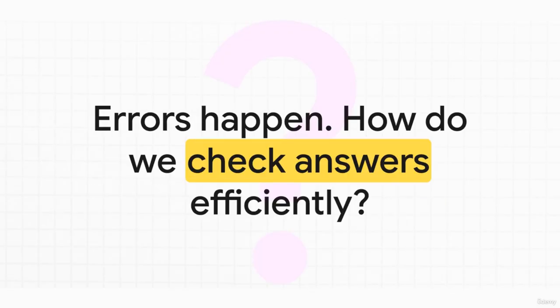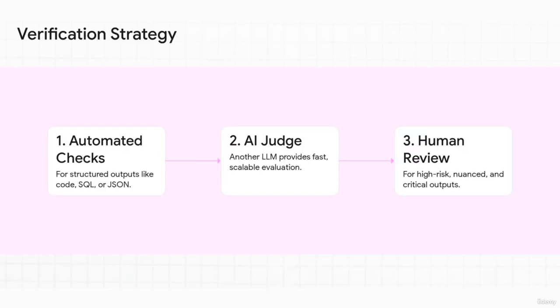Okay, so if we accept that mistakes are just going to happen and that a model can even invent fake citations that look totally real, the practical question becomes, what do we do about it? How can we build a quality control process that's both effective and efficient without needing a human to check every single thing it says? A tiered strategy is really the most efficient way to go.